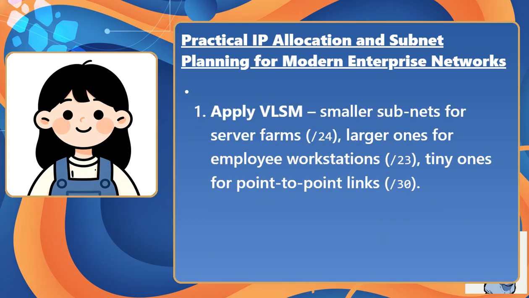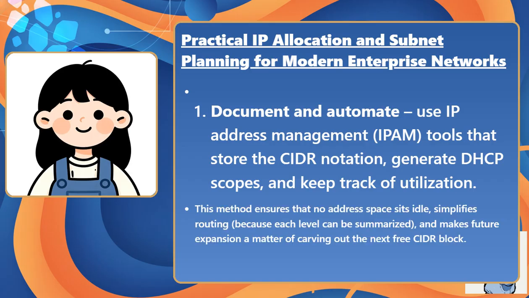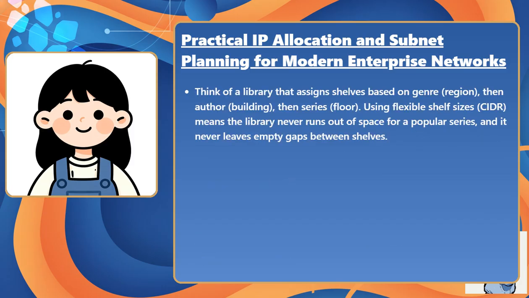Apply VLSM: smaller subnets for server farms, /24; larger ones for employee workstations, /23; tiny ones for point-to-point links, /30. Document and automate. Use IP address management (IPAM) tools that store the CIDR notation, generate DHCP scopes, and keep track of utilization. This method ensures that no address space sits idle, simplifies routing because each level can be summarized, and makes future expansion a matter of carving out the next free CIDR block. Real-world analogy: think of a library that assigns shelves based on genre (region), then author (building), then series (floor). Using flexible shelf sizes, CIDR means the library never runs out of space for a popular series, and it never leaves empty gaps between shelves.